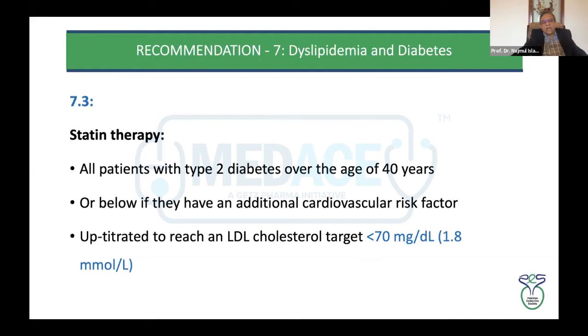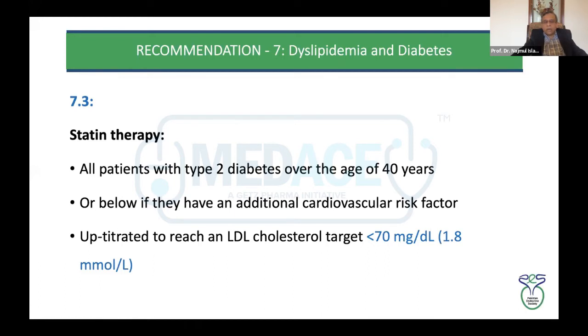The third thing is the statins. Statins are an important part of treatment in patients with diabetes. All patients with type 2 diabetes over the age of 40 should be started on a statin. Or those who are below, if they have additional cardiovascular risk factors.